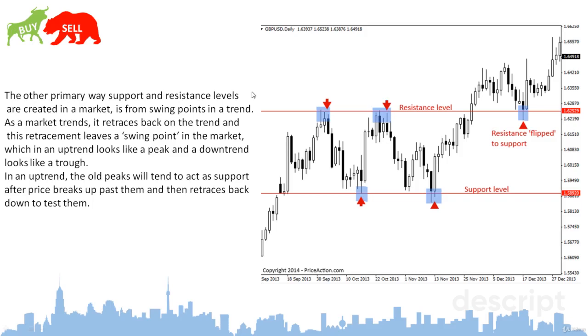The other primary way support and resistance levels are created in a market is from swing points in a trend. As a market trends, it retraces back against the trend, and this retracement leaves a swing point, which in an uptrend looks like a peak and in a downtrend looks like a trough. In an uptrend, the old peaks will tend to act as support after price breaks up past them and then retraces back down to test them.